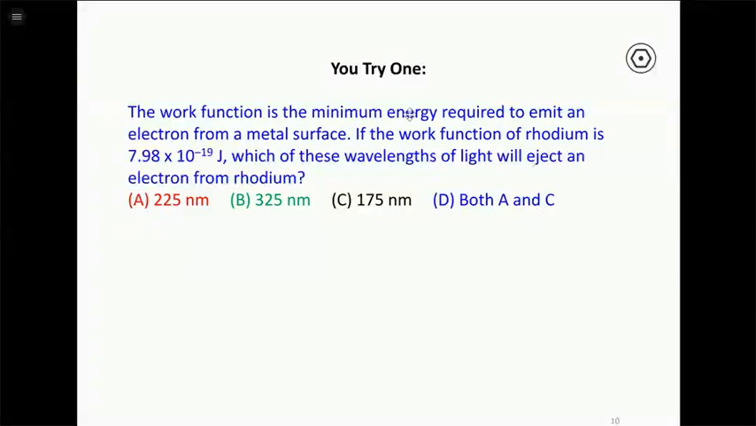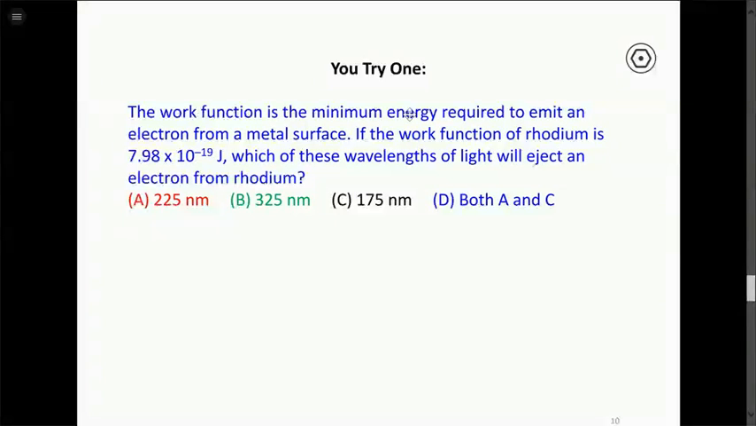All right, so what we have to do for this one, we're shining light on a surface, and this is related to the photoelectric effect. If that light doesn't have a certain threshold frequency, which is related to what we call the work function or minimum energy, no electrons will come off. So we want to know, if the work function of rhodium is 7.98 times 10 to the minus 19 joules, which of these wavelengths will eject an electron from rhodium?